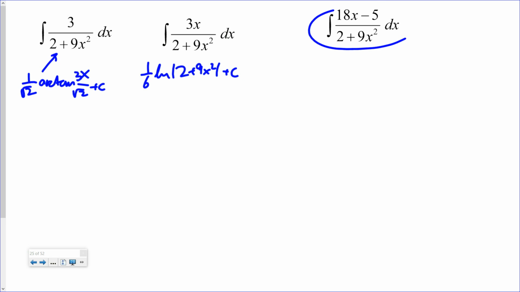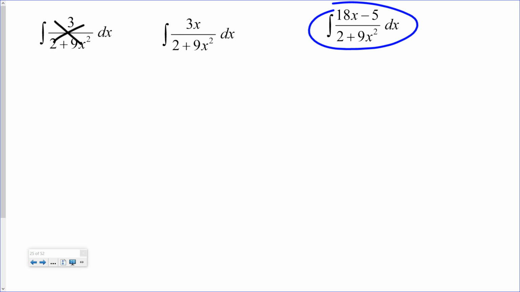I want to do this problem with you guys, okay? So if you had a problem like this, 18x minus 5 over 2 plus 9x squared on your test, how would you approach this? The problem is you just make one subtle difference that changes the answer to this integration. So let me say that u is equal to 2 plus 9x squared.